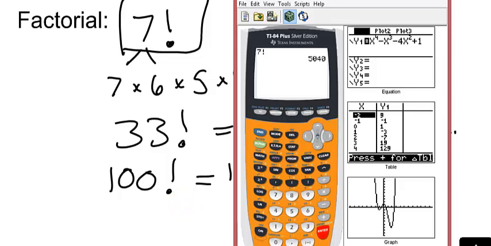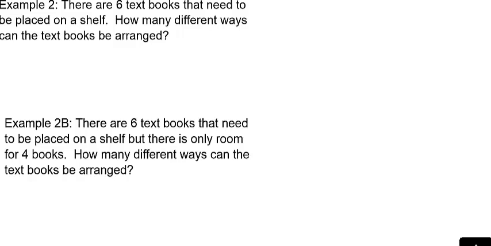Now, why do we need to know this? There's different types of problems that we're going to get, and again, we're trying to look at the different number of possible outcomes, but depending on the situation that we're given, we may be able to use factorials in order to get our answer. So in this question, there are 6 textbooks that need to be placed on a shelf. How many different ways can the textbooks be arranged?